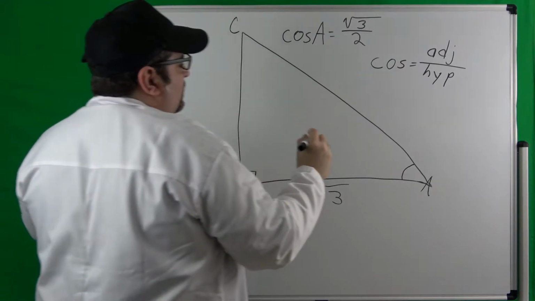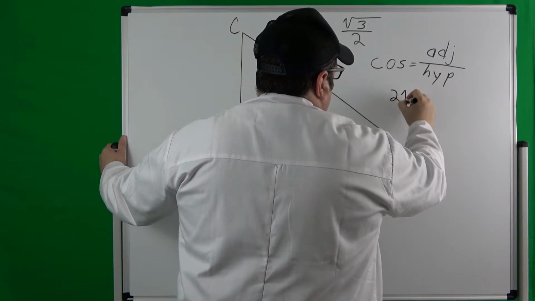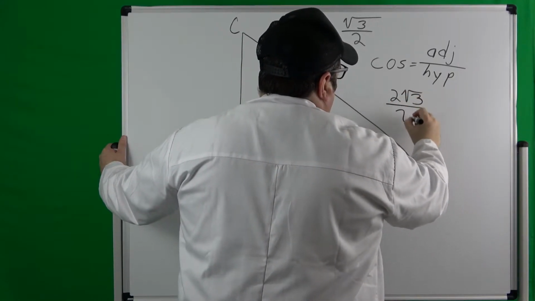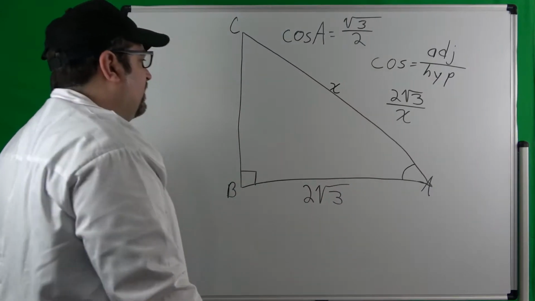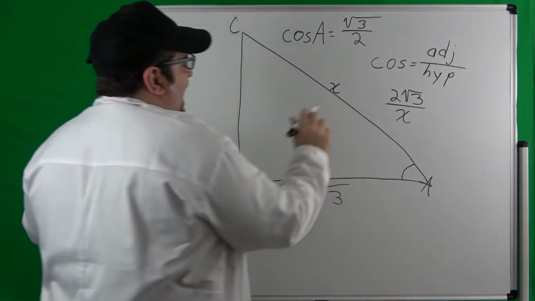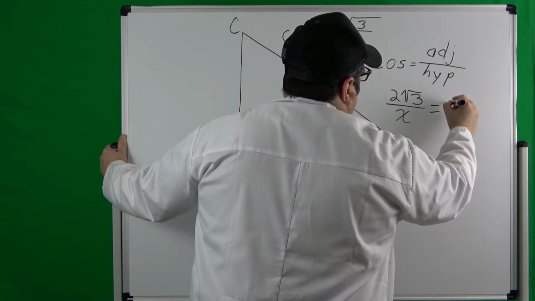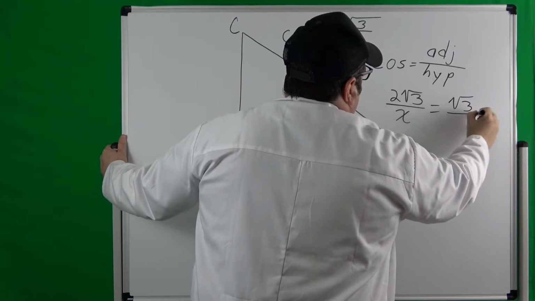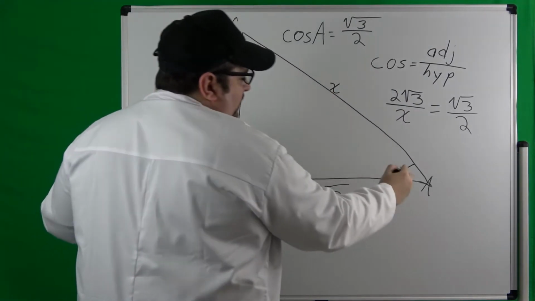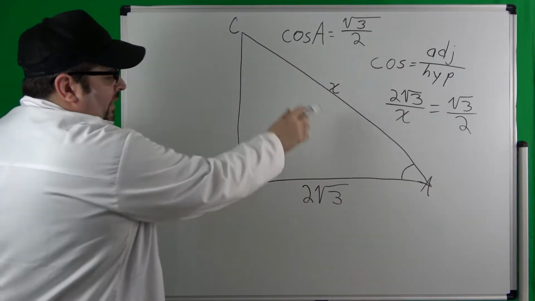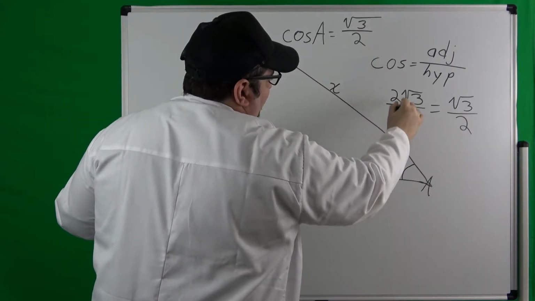So we're going to have 2 radical 3 over x. We'll let AC be x. That's what we're trying to find. And they already told us the cosine of A equals that. To explain that a little better, they already told us what the cosine of this equaled, but we didn't know this. So we already have the answer, and that's how you would get that.